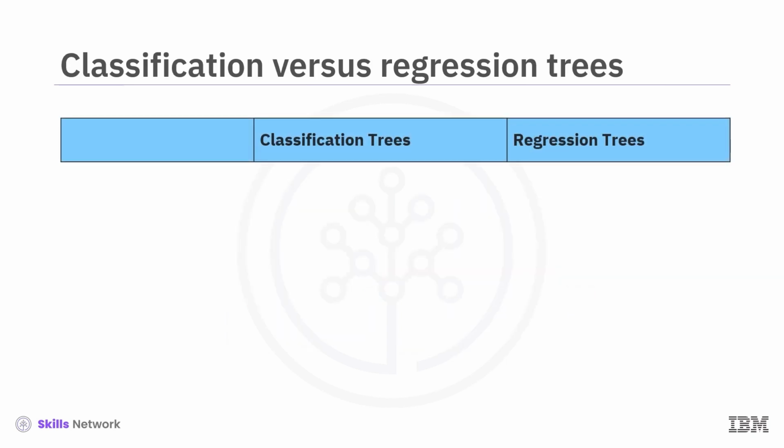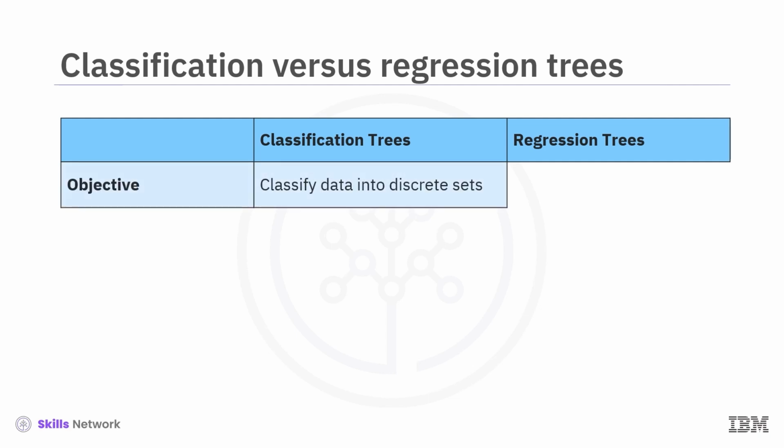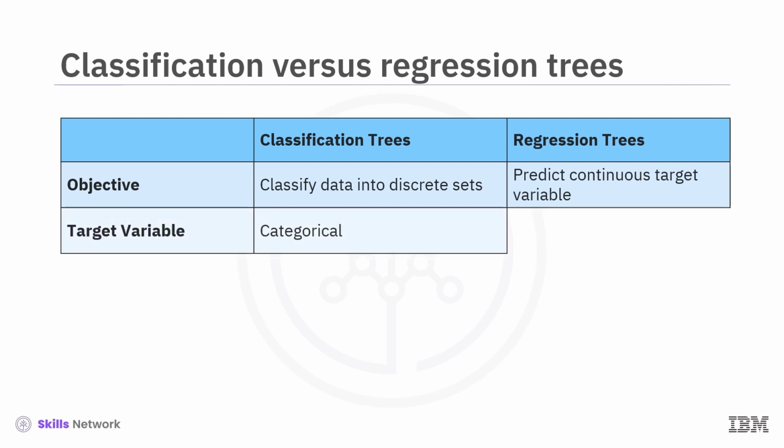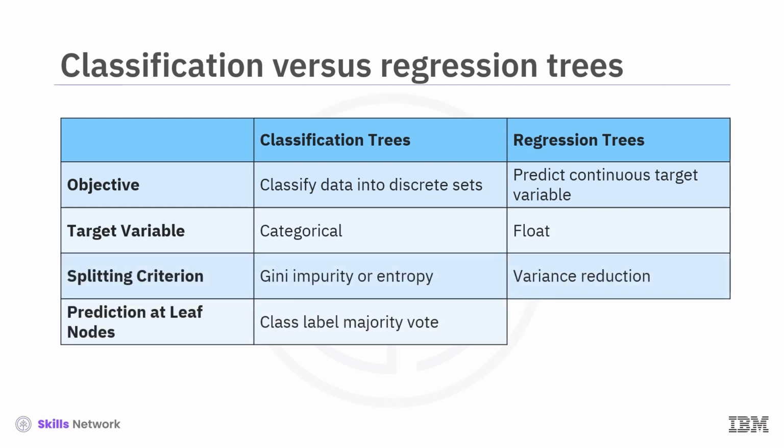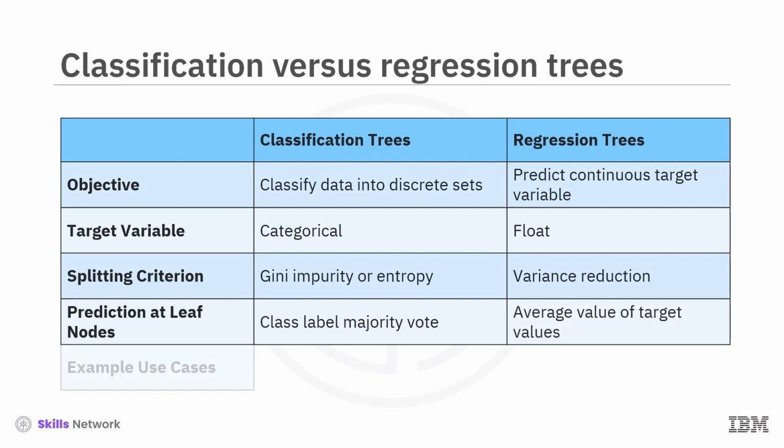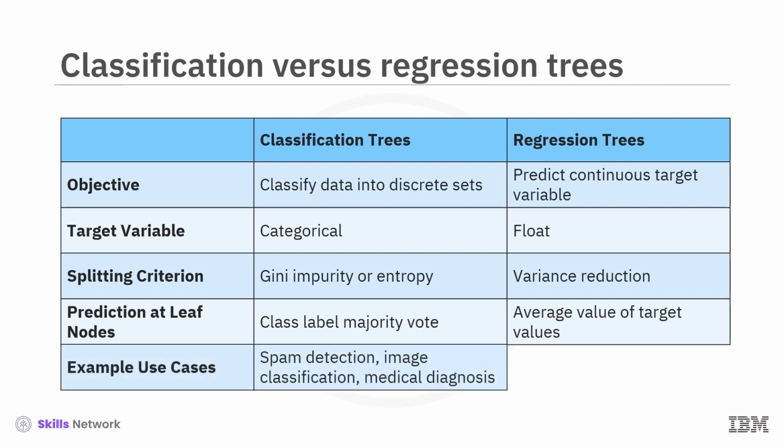Let's compare classification trees with regression trees to understand how they're different. The target of a classification tree is to classify data into discrete sets, whereas a regression tree aims at predicting continuous target variables. Hence, the target variable for a classification tree is categorical but floating for a regression tree. The prediction at leaf nodes for a classification tree is a class label majority vote, whereas for a regression tree, it is the average value of target values. Some use cases of classification trees are spam detection, image classification, and medical diagnosis. Regression trees are used for predicting revenue, temperatures, and wildfire risk.